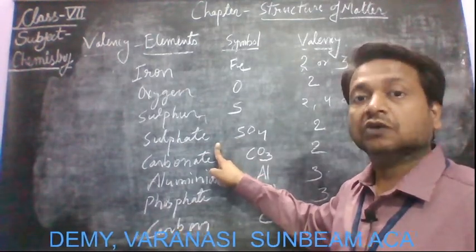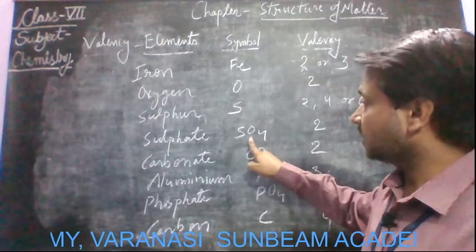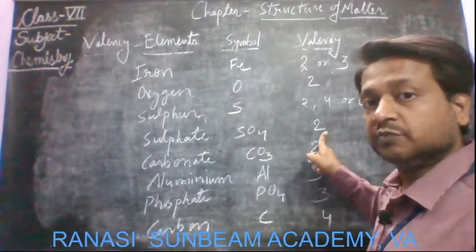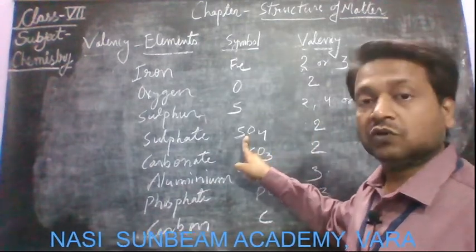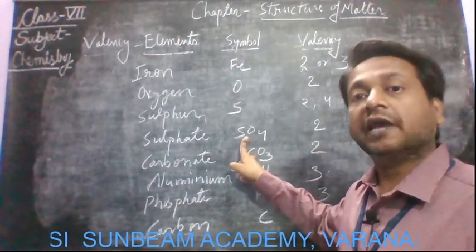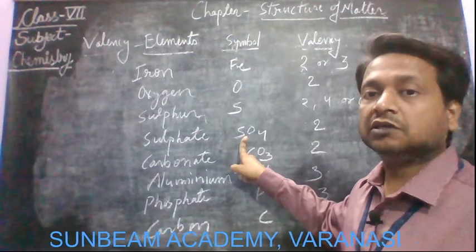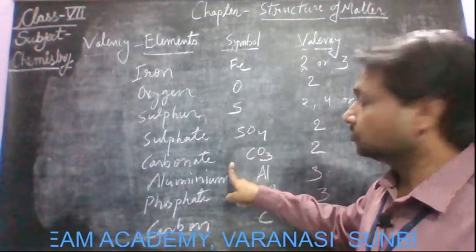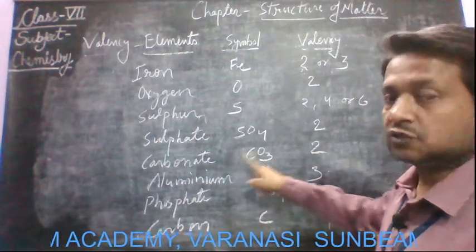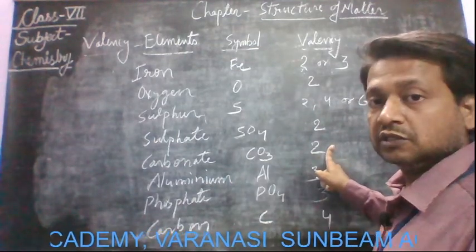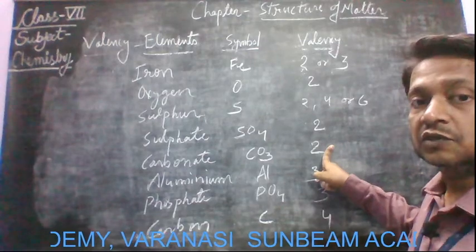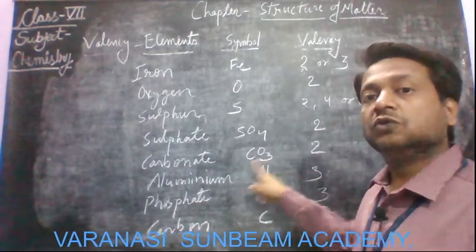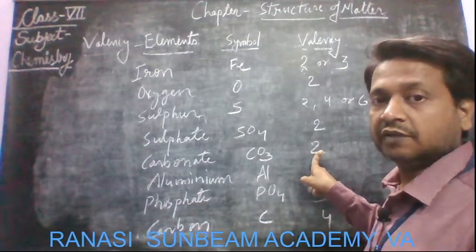Sulfate, a group. The formula is SO4 and it has the valency 2. It means that one molecule of sulfate can join with two other elements or two other compounds. The group carbonate also has the valency 2. This indicates that one molecule of carbonate can join with two different elements at a time.